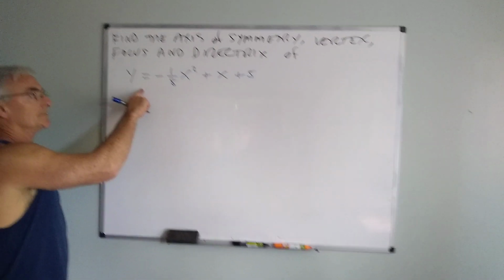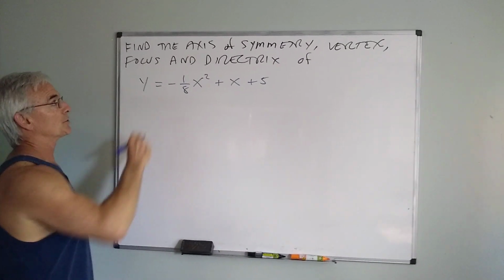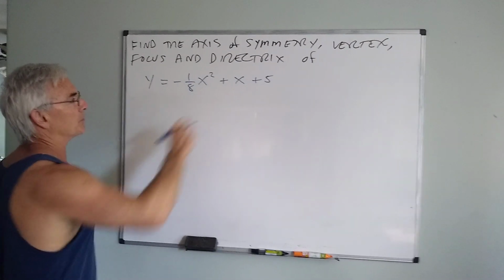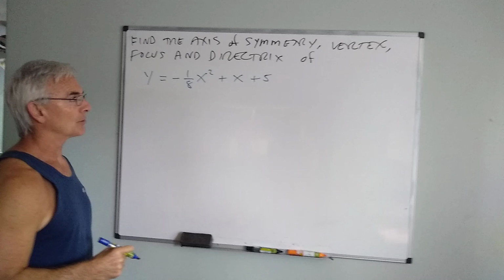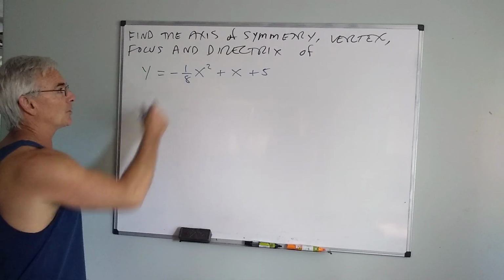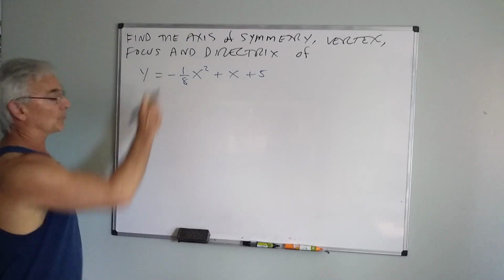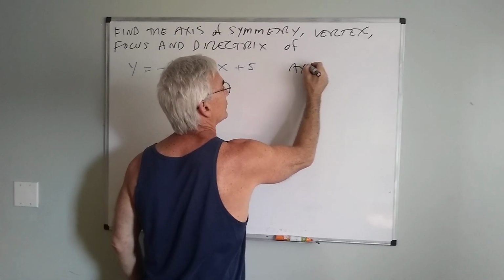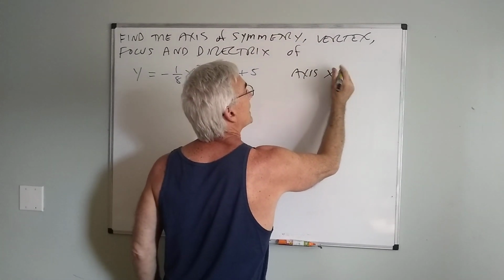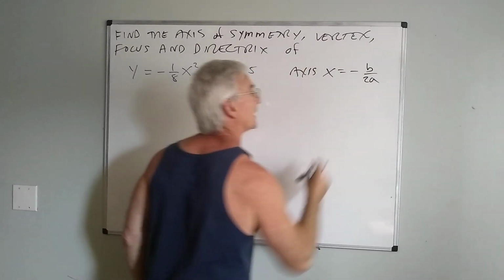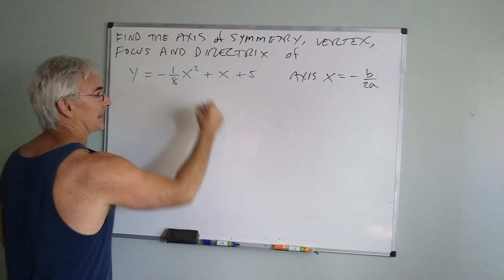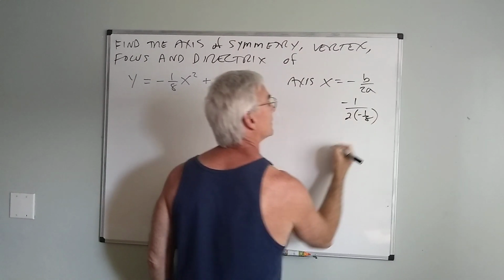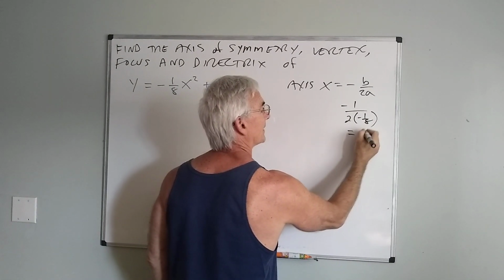Now, given the parabola in this form, we want to find the axis of symmetry, the vertex, the focus, and the directrix. A little more daunting task because it's not in the proper form. Now there are two ways I could attack this. I could try to complete the square, which would be a little bit difficult because that lead coefficient is not very friendly, or I can simply start with the axis of symmetry. We remember from algebra that the axis of symmetry is the vertical line of the form x equals negative b over 2a, where a, b, and c were the coefficients. So in this case, that would be negative 1 over 2 times negative 1/8. So negative 1 over negative 1/4, that's simply 4.